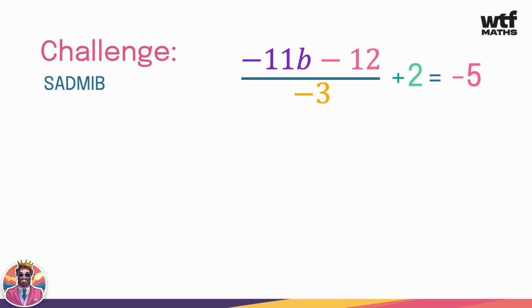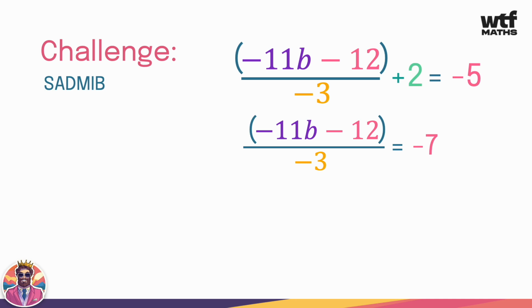Alright, let's try to work out this problem. First of all, I suggest you put brackets around the top of this fraction as a reminder not to touch anything. So, following SADMIB, the next thing we're going to do is take 2 from both sides. Now, I'm not going to show you these steps, we're just going to work our way ahead. So take 2 from both sides. This will give you -7 on the right.